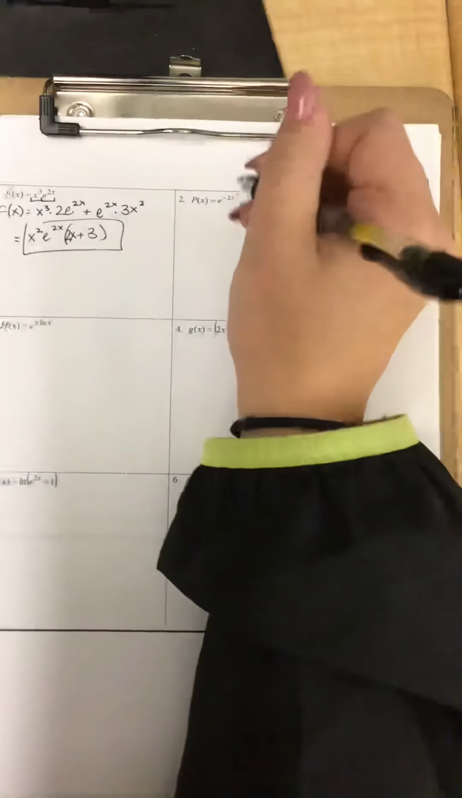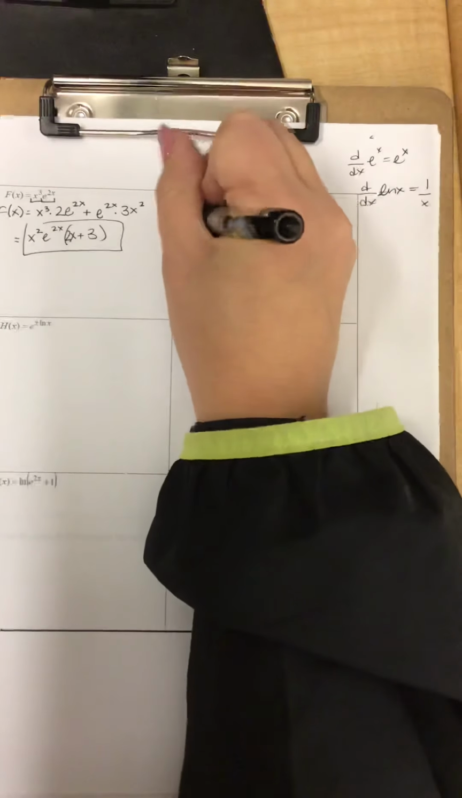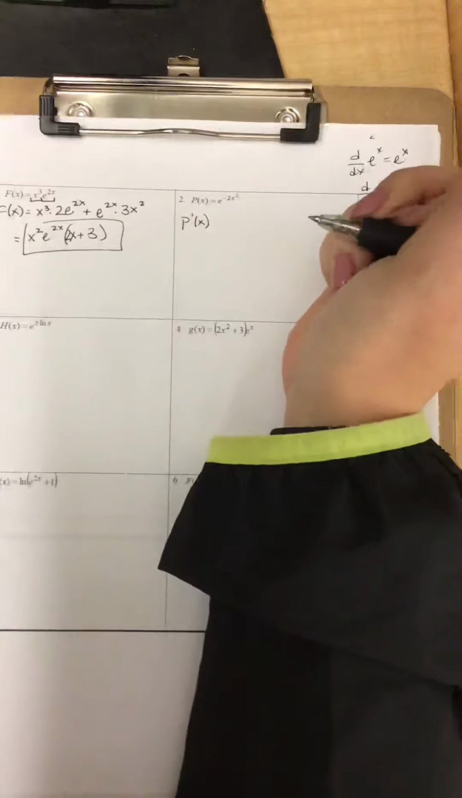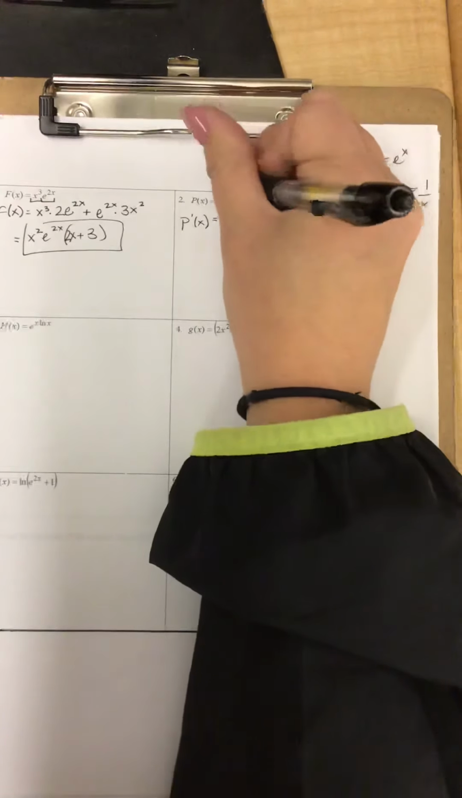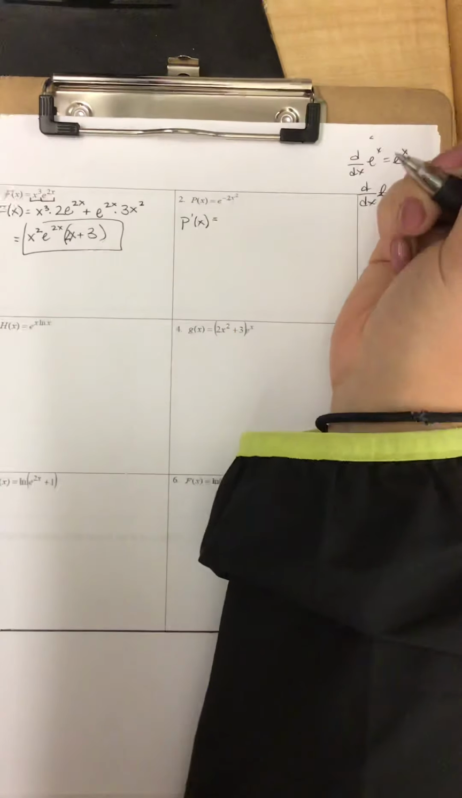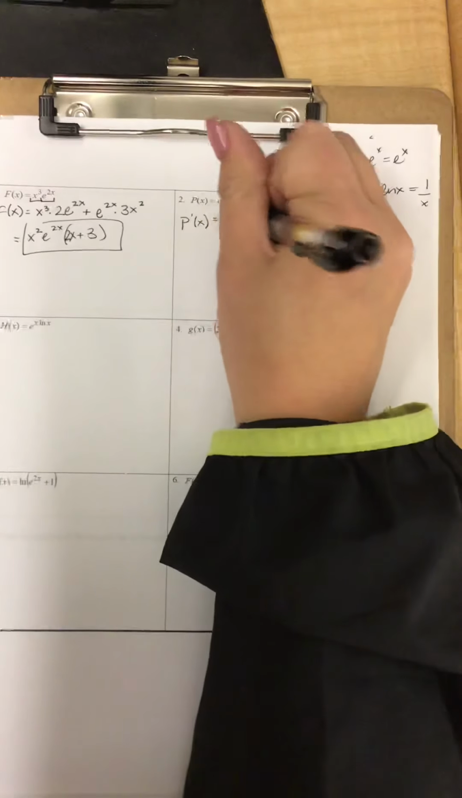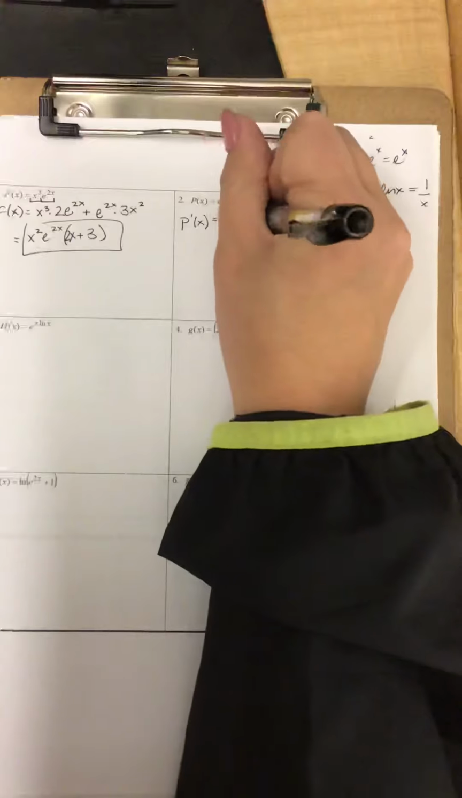All right. Next problem. This is just the chain rule. It is not a product or quotient rule. So I start with the derivative of the inner function. The inner function is really just what's up here. Okay. So that's negative 4x. And then derivative of e to the x is itself.